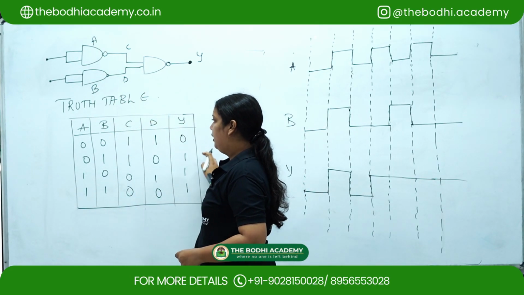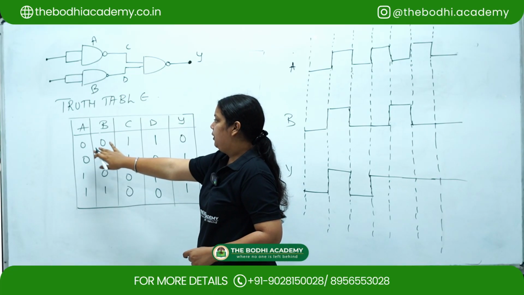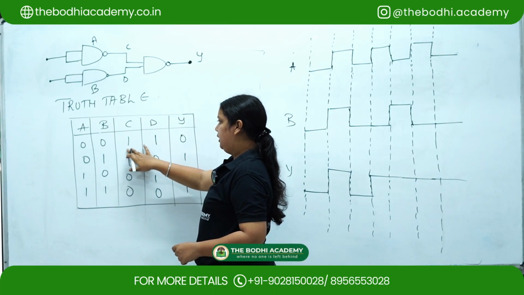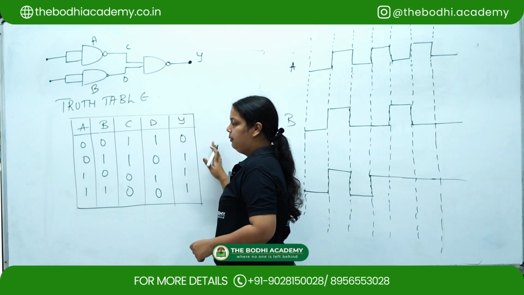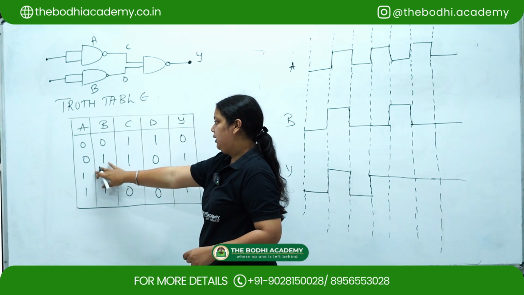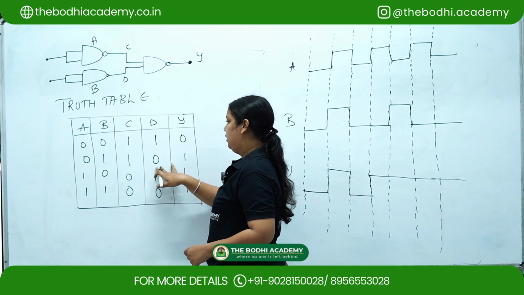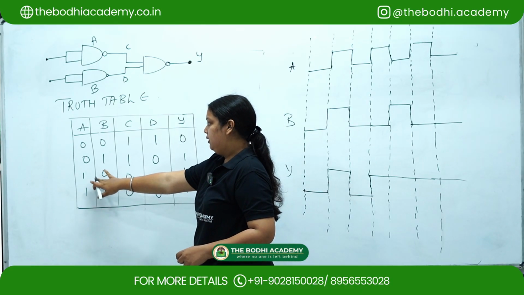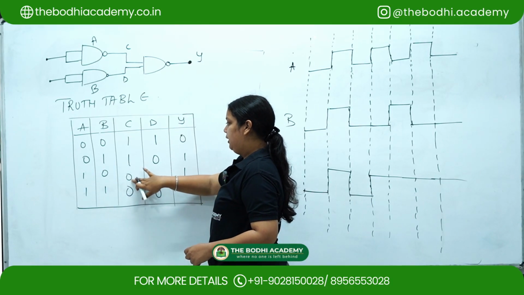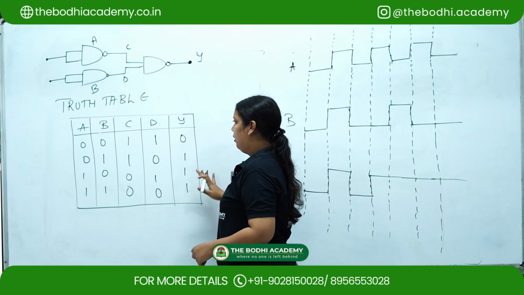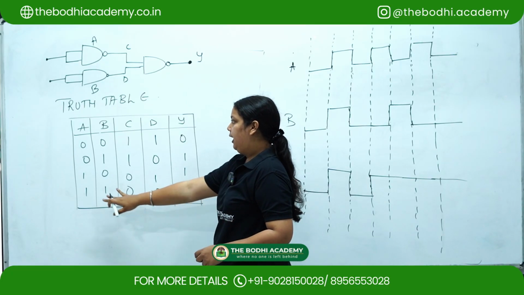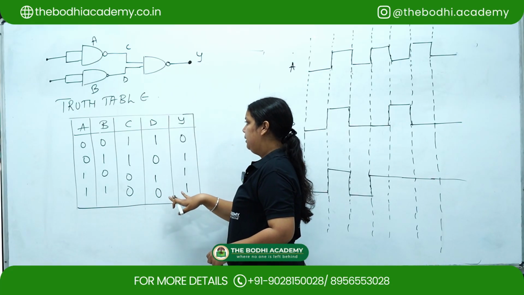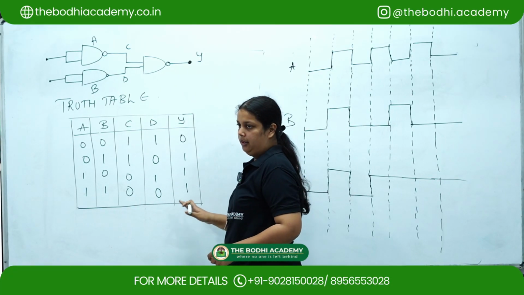is NOT and AND gate. So for input A 0 and input B 0, we will have C 1, D 1 and Y will be 0. Similarly 0, 1 will give us 1, 0 and finally output will be 1. Similarly for 1, 0 we will have C 0, D 1 and output Y will be 1. For A 1, B 1, C will be 0, D will be 0 and Y will be 1.